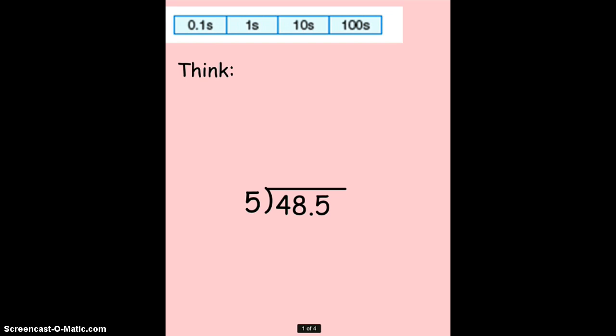So we're going to begin by making an estimate. We have 48 and 5/10 divided by 5. So we want to use that strategy that we were just talking about. Think multiplication. I want you to think 5 times what would get you close to 48 and 5/10. Why don't you push pause on the video and write down on your paper what you're thinking? 5 times what will get you close to 48 and 5/10?